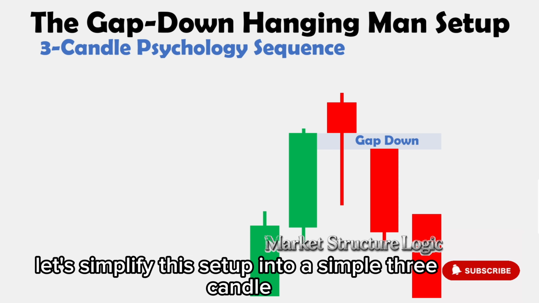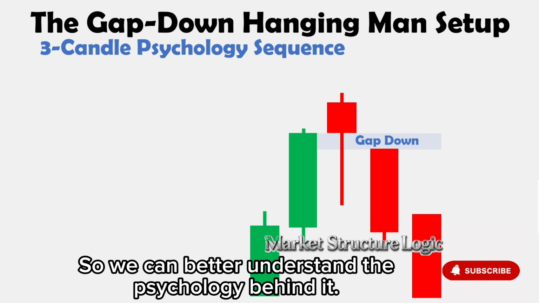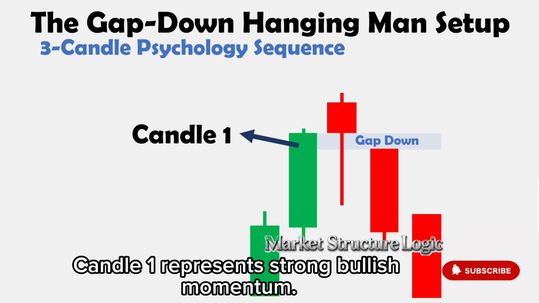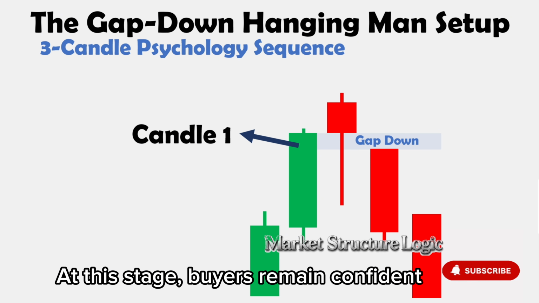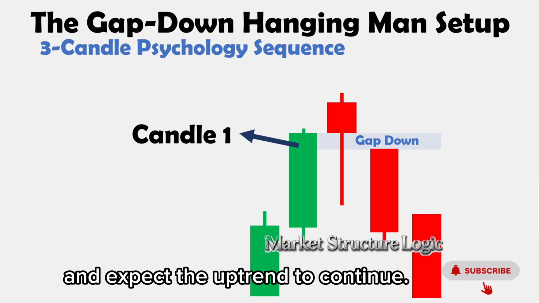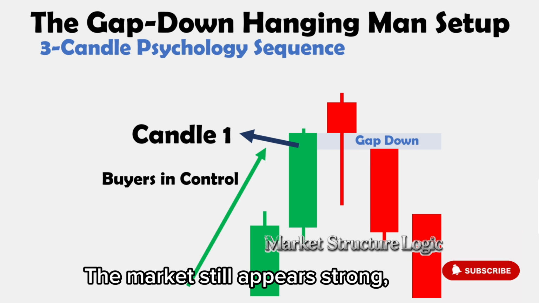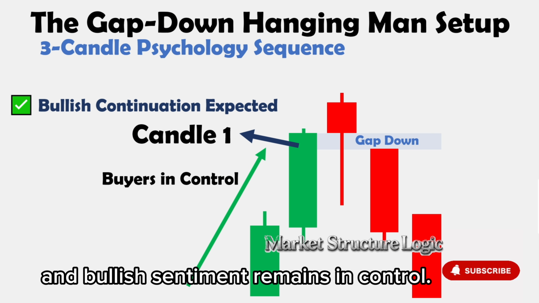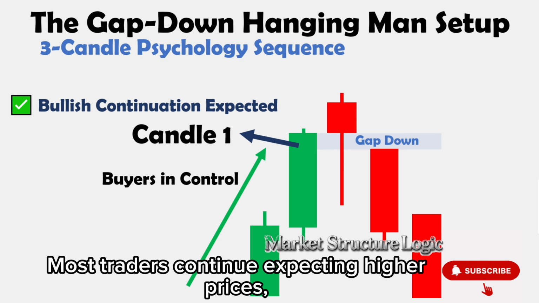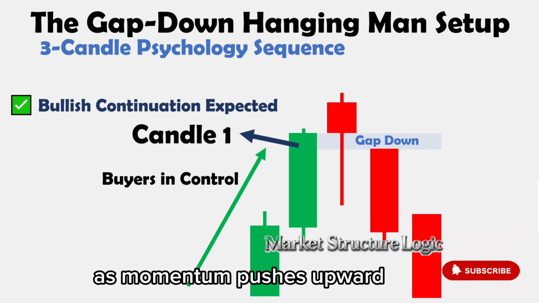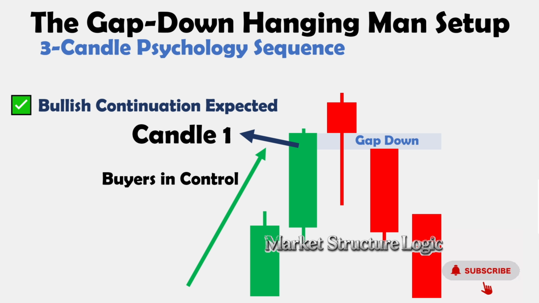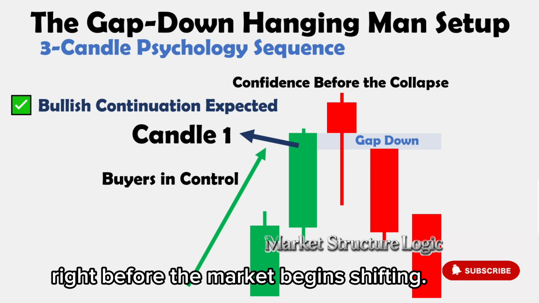Now let's simplify this setup into a simple 3-candle sequence, so we can better understand the psychology behind it. Candle 1 represents strong bullish momentum. At this stage, buyers remain confident and expect the uptrend to continue. The market still appears strong, and bullish sentiment remains in control. Most traders continue expecting higher prices as momentum pushes upward. This is where bullish confidence is at its highest, right before the market begins shifting.